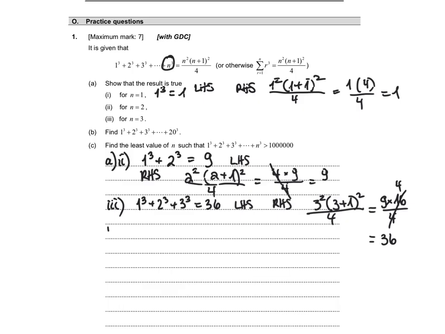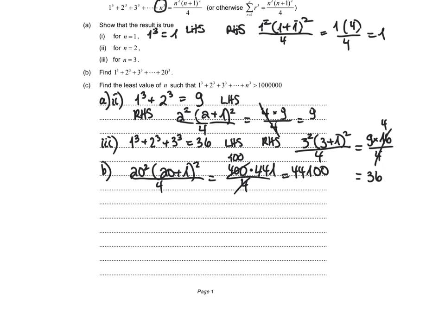For B, if we want to find 1 cubed up to 20 cubed, we just need to substitute 20 in as n. So we're going to have 20 squared, 20 plus 1 squared over 4. So this is with a calculator. So you can do that. I think it's 441 times 100, so 44100.